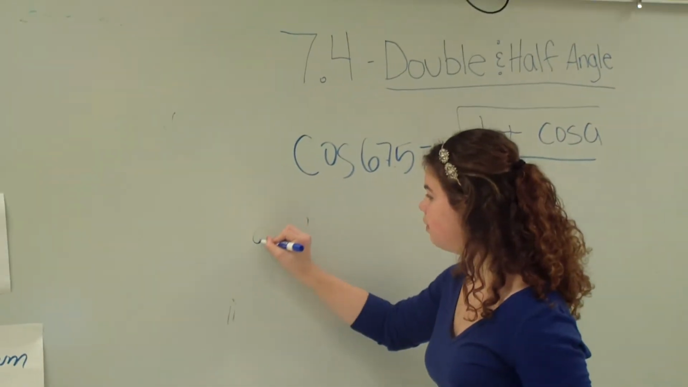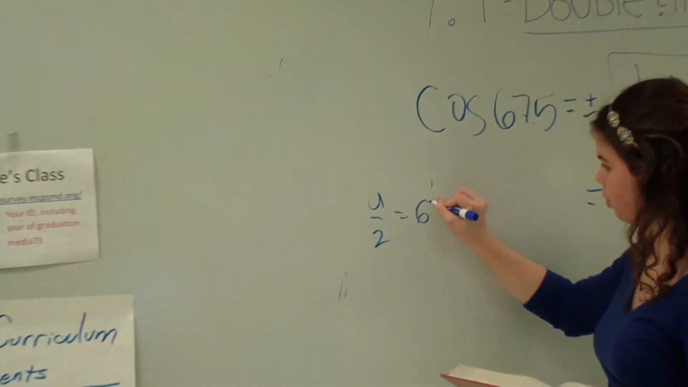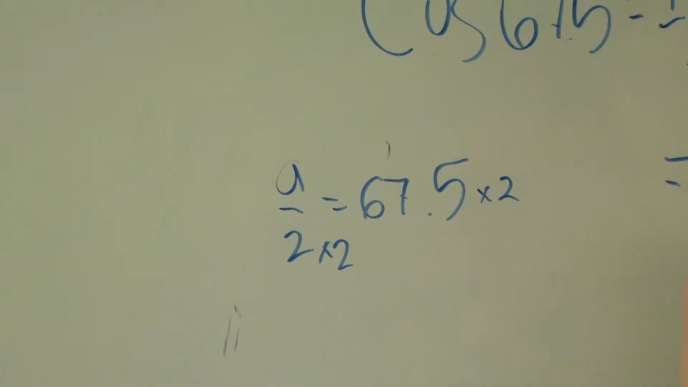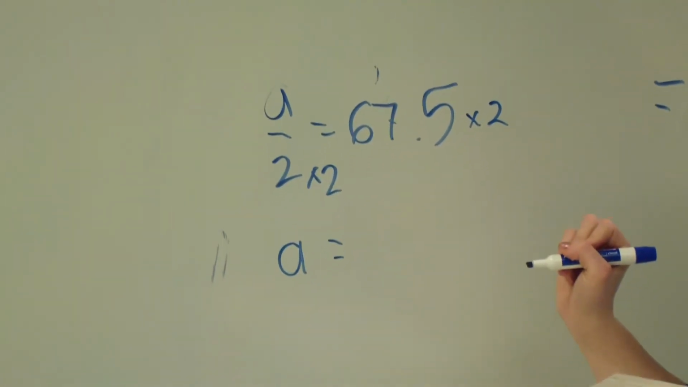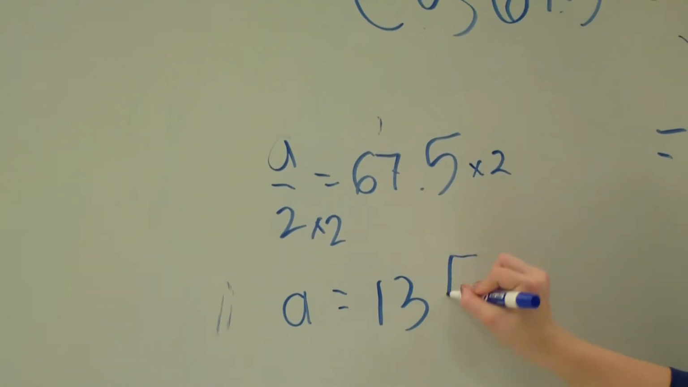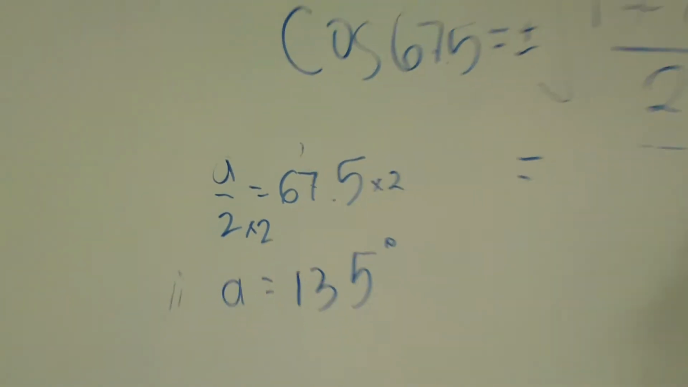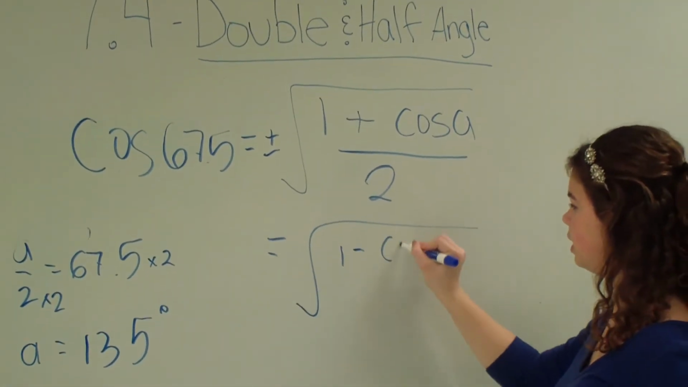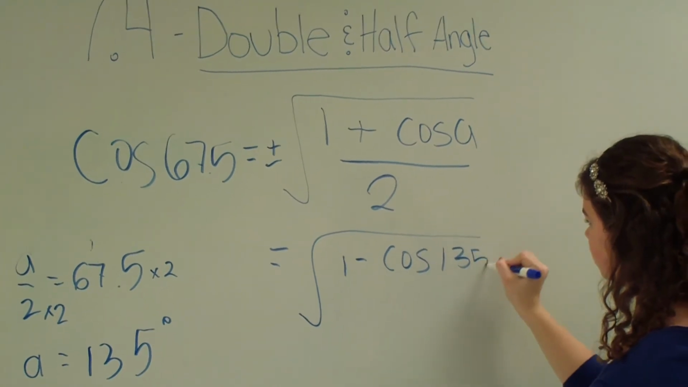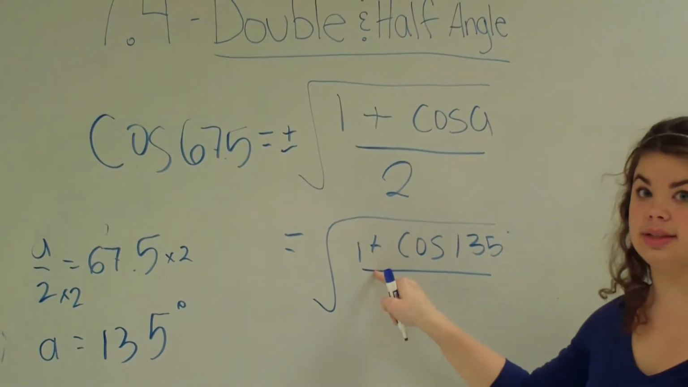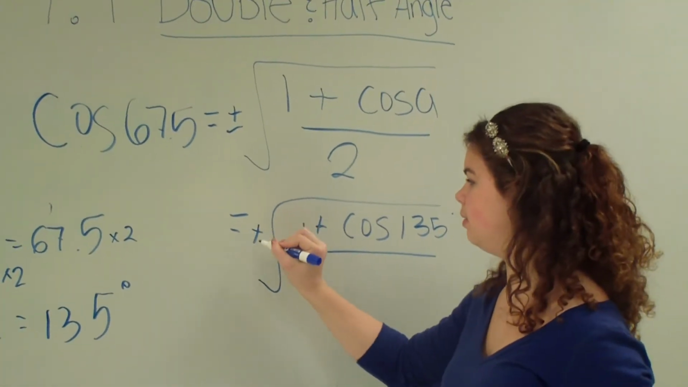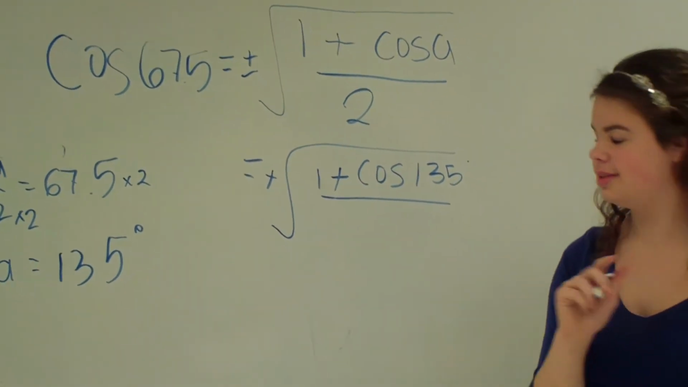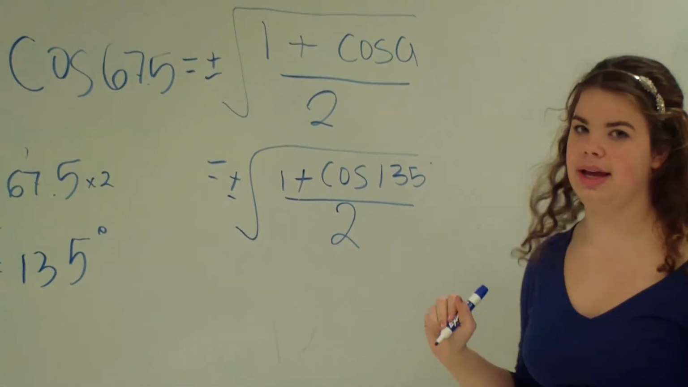So if A over 2 equals 67.5 degrees, then multiply this by 2 to get your A all by itself, and A will equal 135 degrees. So now going back and plugging this into your formula, you have the square root of 1 minus cosine of 135 degrees over 2. Should be plus because cosine is plus. And over 2.